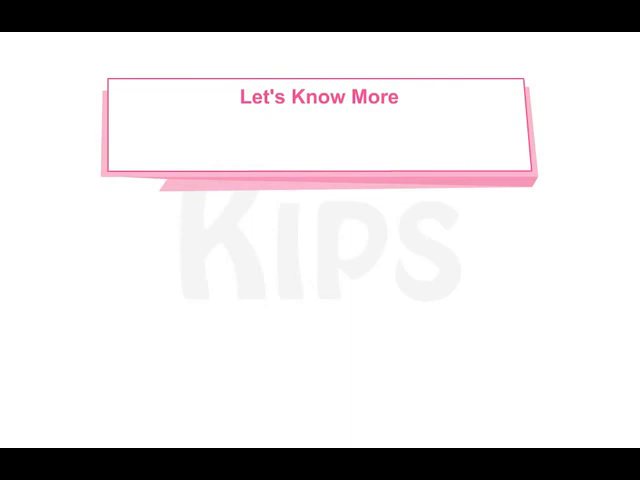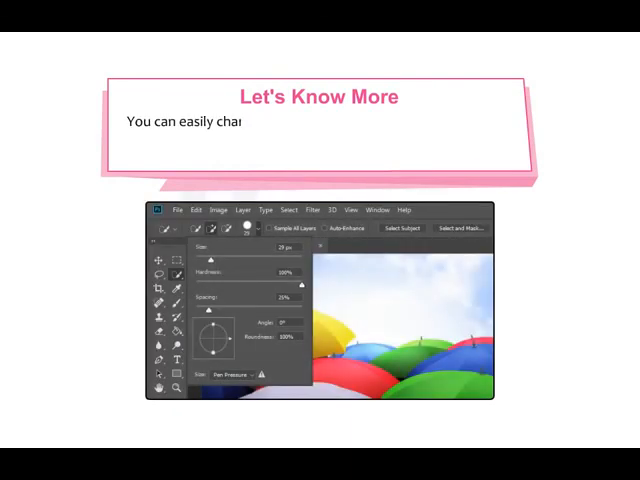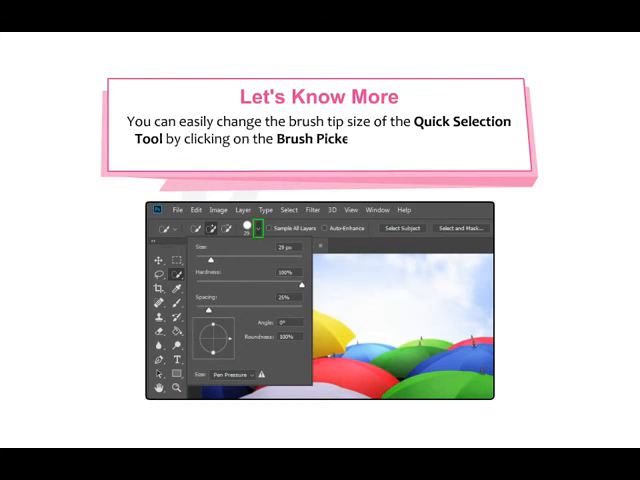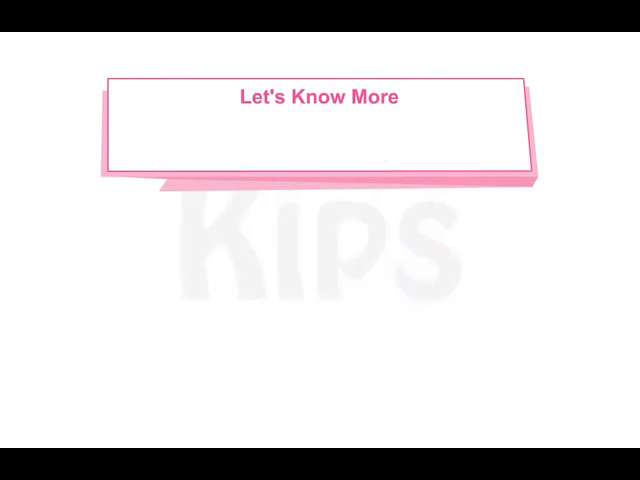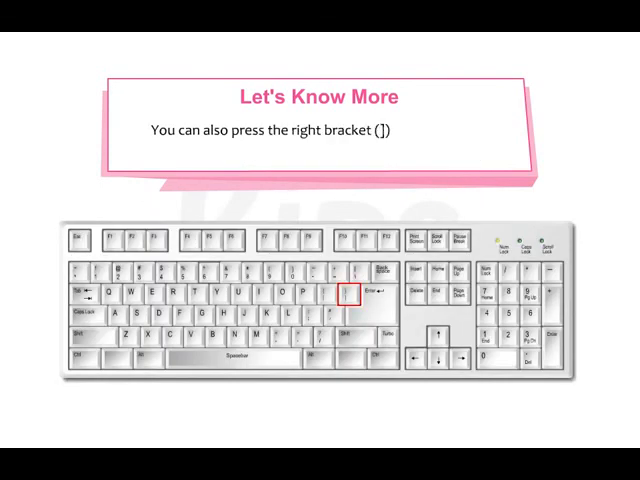Okay students, let's know more. You can easily change the brush tip size of the Quick Selection tool by clicking on the Brush Picker drop-down menu in the options bar and typing in a pixel size or dragging the slider. You can also press the right bracket to increase and the left bracket to decrease the brush tip size.